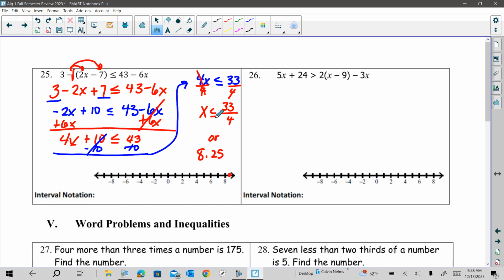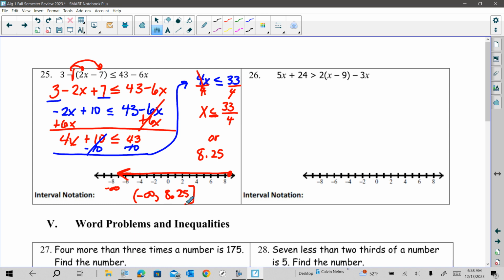And it's closed because we have the equal to this line underneath. So this is a closed circle, and it's pointing to the left. For interval notation, we have to remember if it's pointing to the left, that is a negative infinity. Anything with infinity deals with parentheses. So we have negative infinity, comma, 8.25, where it stops. And since it's a closed dot, it's a bracket.